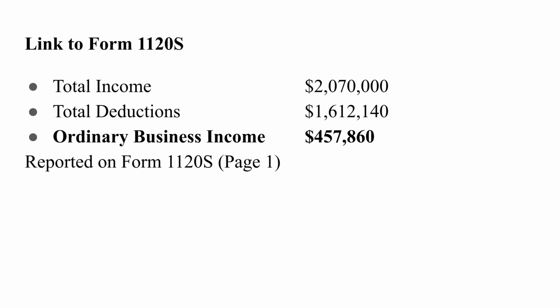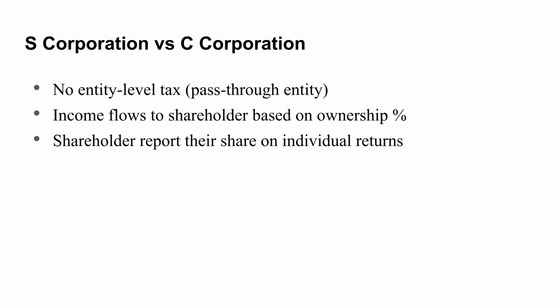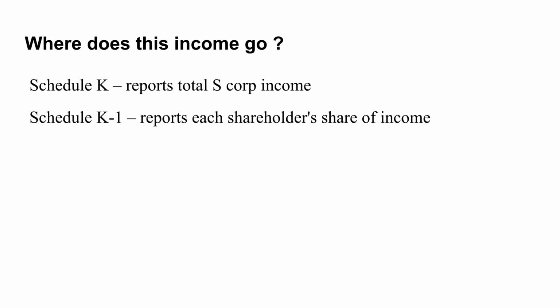After all adjustments, the ordinary business income comes to $457,860. This is the taxable income at the entity level for reporting purposes. S corporations are pass-through entities. There is no tax at the entity level. The shareholders report this income on their individual returns. This income is reported on Form 1120-S and then allocated to shareholders through Schedule K1 based on ownership percentage.